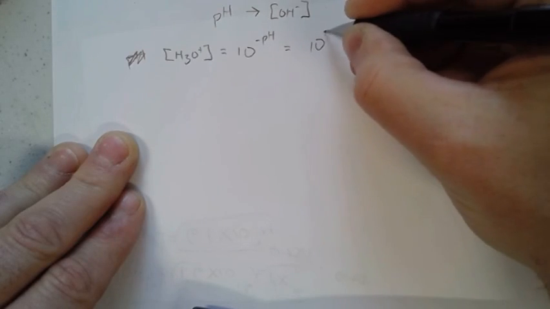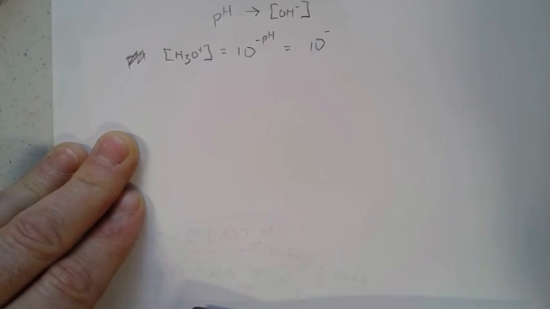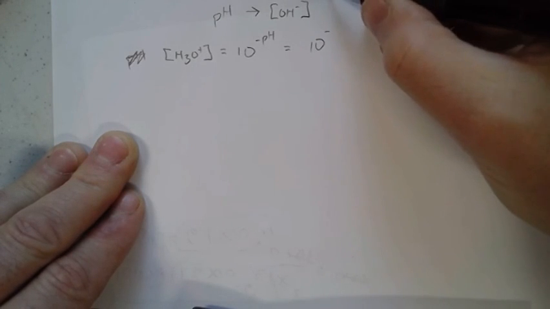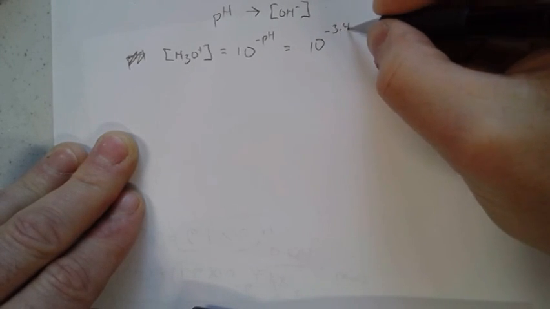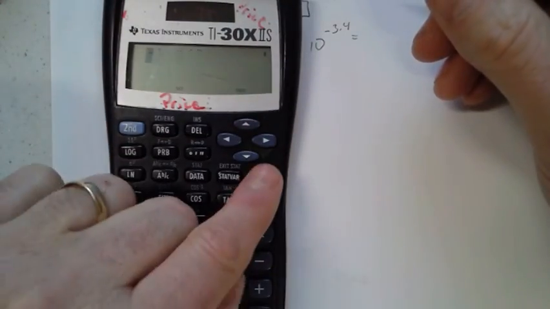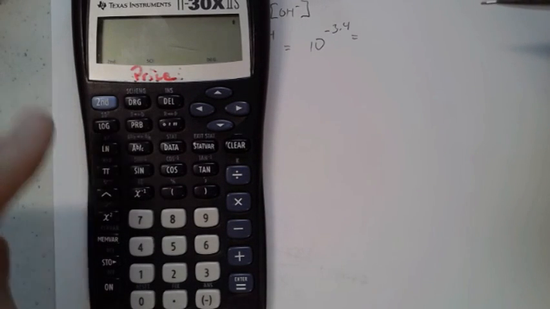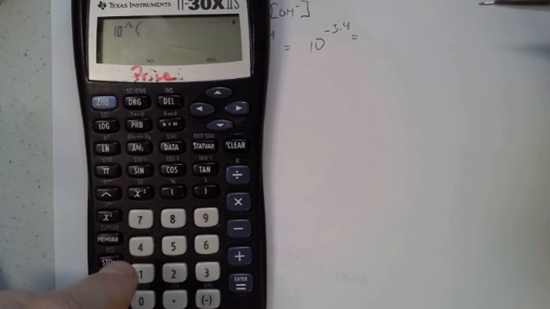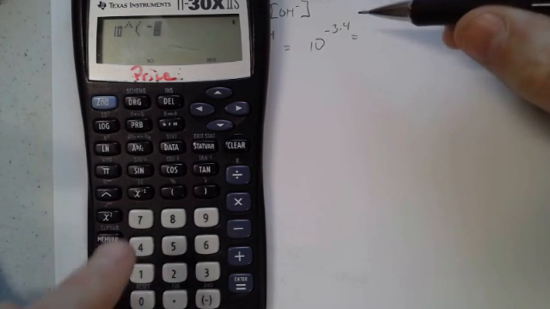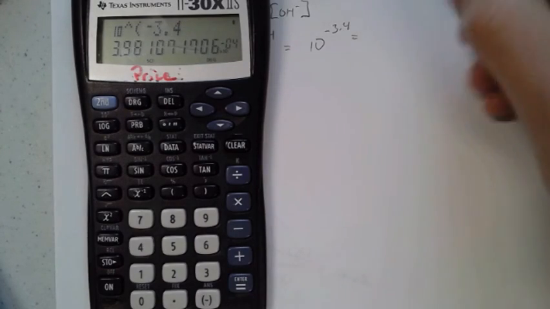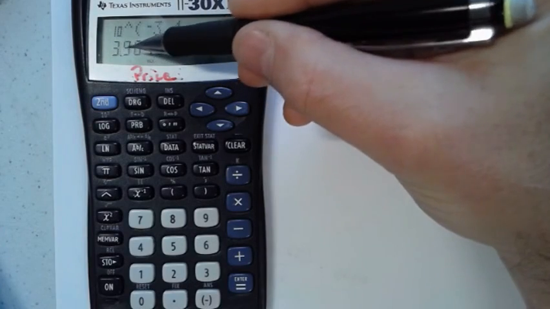So that's going to be 10 to the negative, sorry, not molar, it's just 3.4. So the pH is 3.4, so it's going to be 3.4. So on my calculator, I go second, 10 to the x, negative 3.4 equals. Now here, I have 3.98.